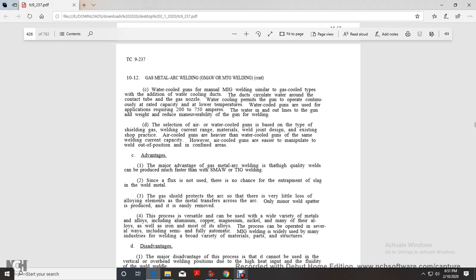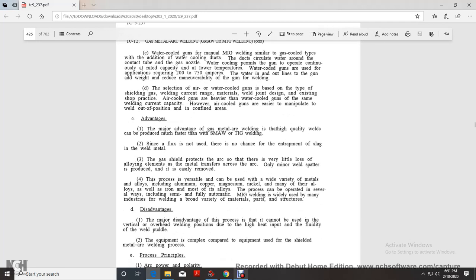Another advantage of gas metal arc welding is that high quality welds can be produced much faster than with shielded metal arc welding and TIG welding. Since there is no flux, there is no chance of entrapment of slag in the weld metal. The gas shield protects the arc so that there is very little loss of alloy elements as the metal transfers across the arc. Only a minor weld spatter is produced, and it is easily removed.